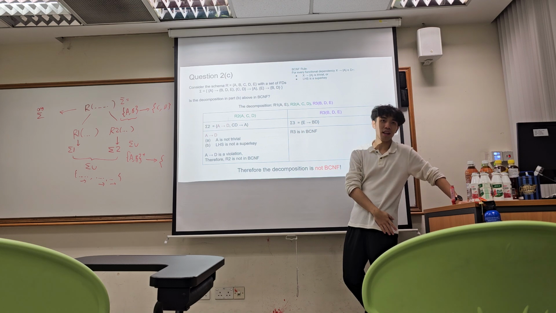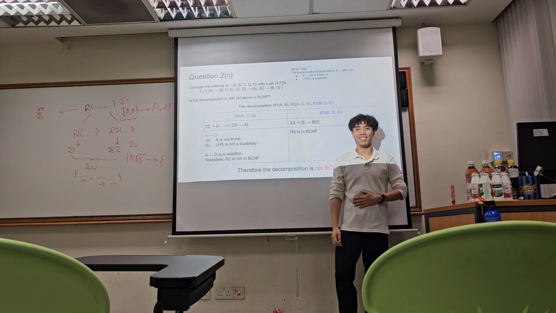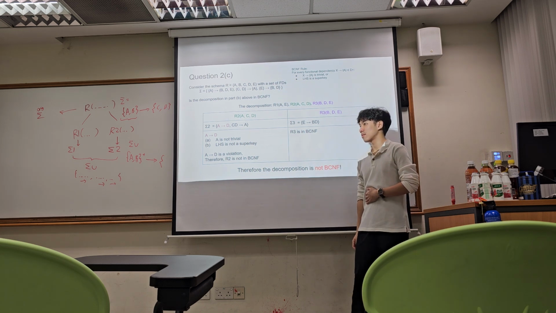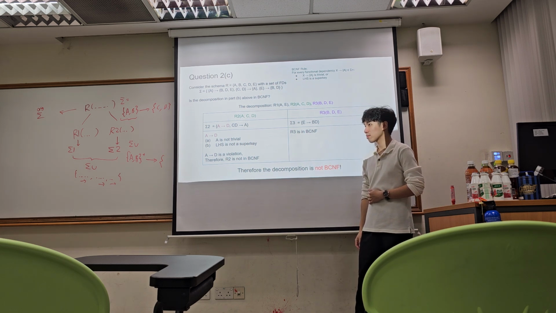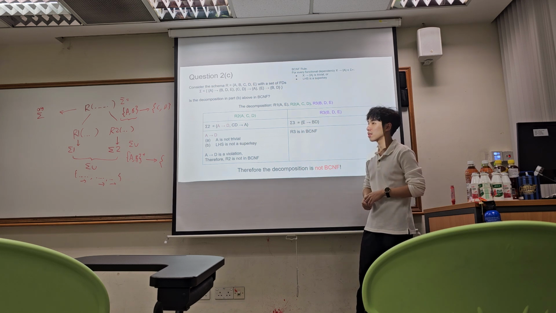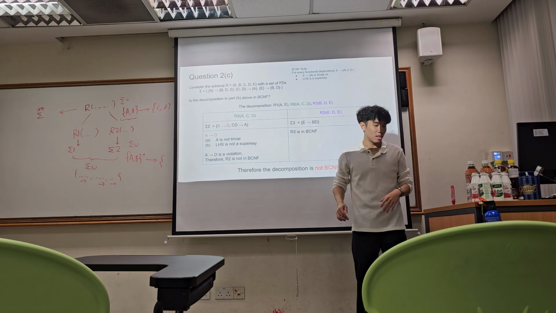Any questions? Why do we check whether the decomposition is in 3NF or BCNF, right? Why do we need to check the decomposition? The question asked is whether the decomposition is in BCNF. You mean like in real life, why you need that, right?